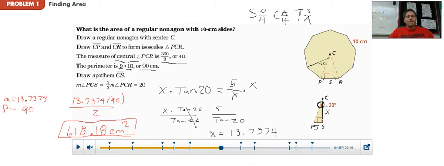Again, I need to find the apothem, I need to find the perimeter, and once I have those two, then I can solve for the area. And on these types of problems, we're going to be having to use our trig functions. Okay.